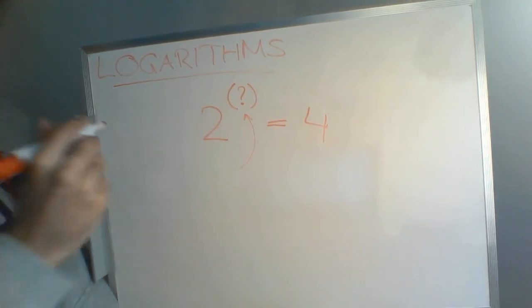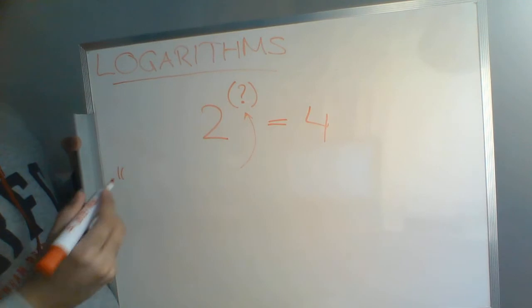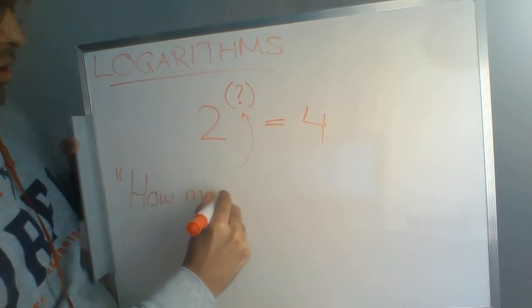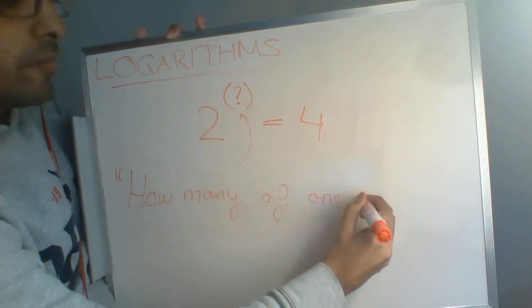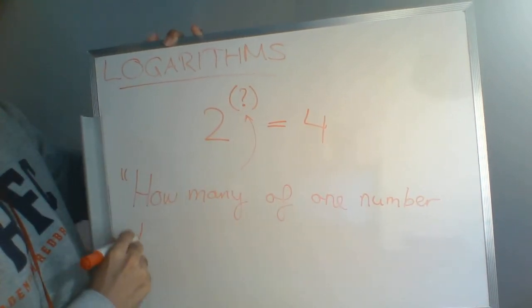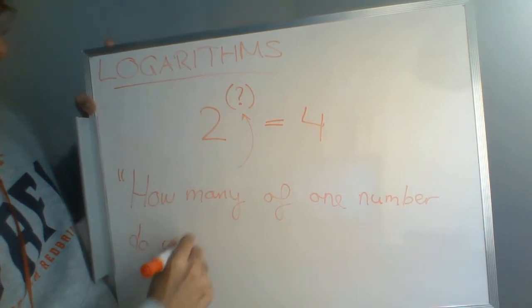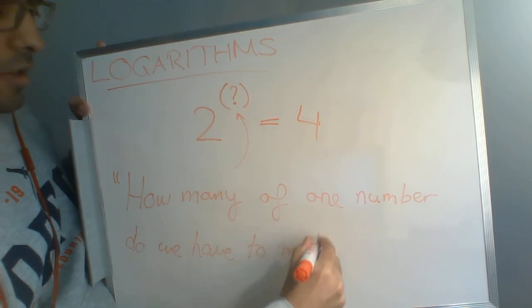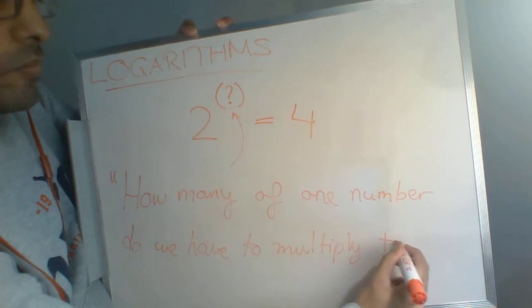So basically the question that a logarithm is asking, if you want to write this down so that you have it in words, is: how many of one number, like one type of number, do we have to multiply to get another number.